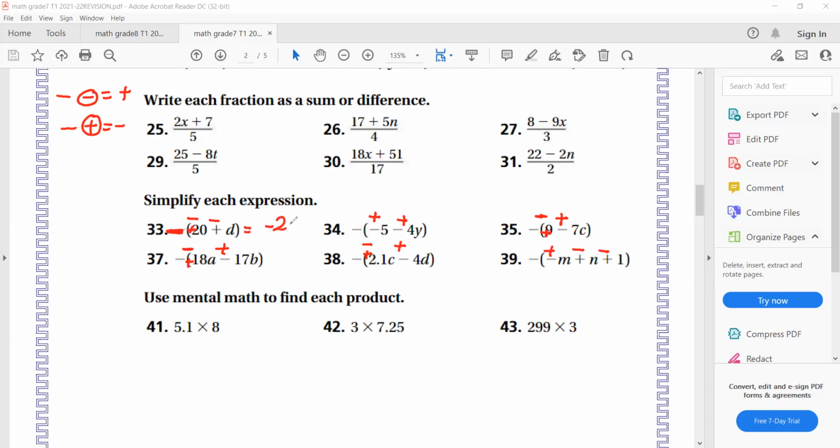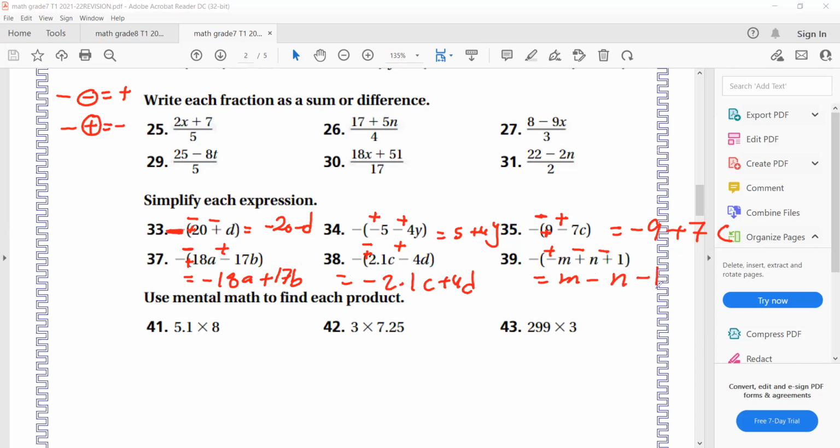Okay, negative 20, negative d. 5 plus 4y. Negative 9 plus 7c. Yeah, replace the signs only. Negative 18a, positive 17b. Negative 21c, positive 4z. Okay, my dear? m minus n minus 1. Easy, okay?